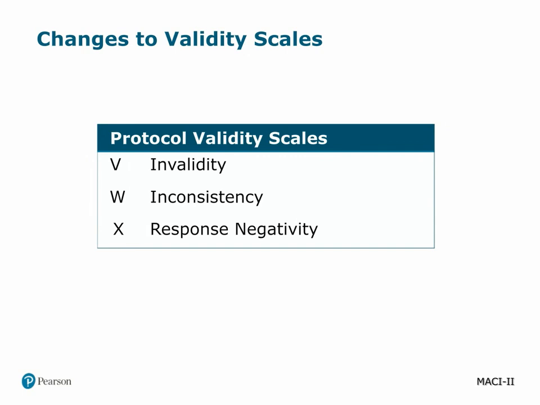The MACI included 3 modifying indices, disclosure, desirability, and debasement, which generated scale adjustments according to an examinee's response style. These have been replaced by 2 new response validity indicators on the MACI-II, response negativity and inconsistency. The response validity indicators detect non-content-based responding, inconsistency, and under or over-reporting, response negativity.